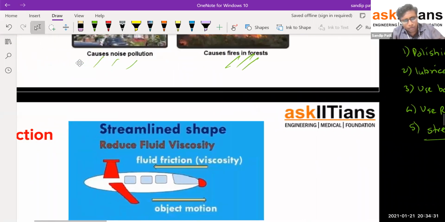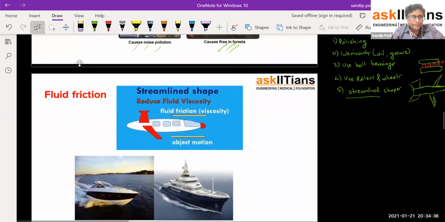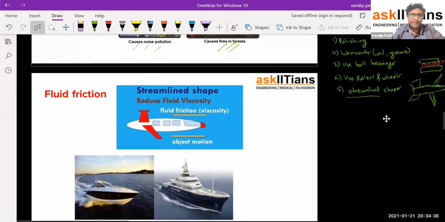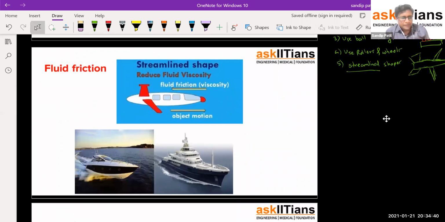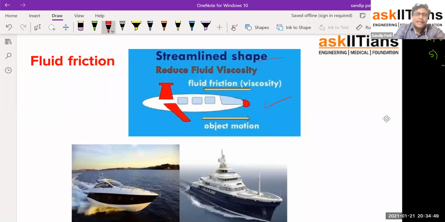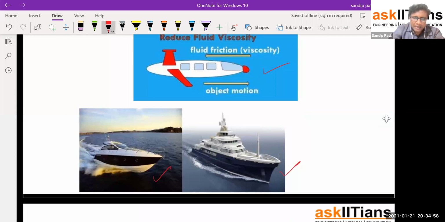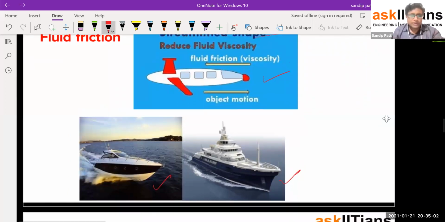Okay, so this is all about why friction is necessary. Now let's talk about fluid friction. This is the last part of our session today. So fluid friction, as we can see here, streamline shape. This is the aeroplane, a better diagram than what I have drawn. Fluid friction means the air's friction here. Streamline shapes make it easier to move, reducing the friction. Even the front part of the boat is like this, a narrower part, so it reduces some friction.